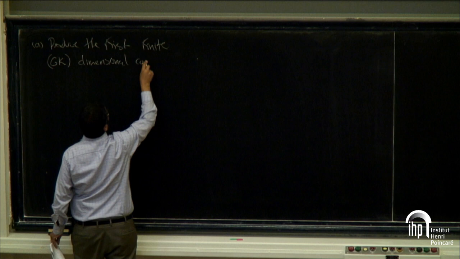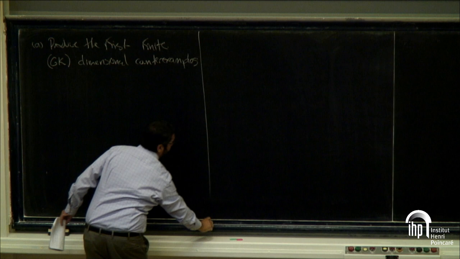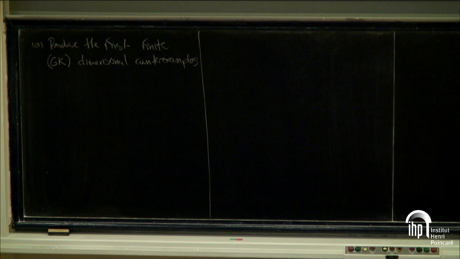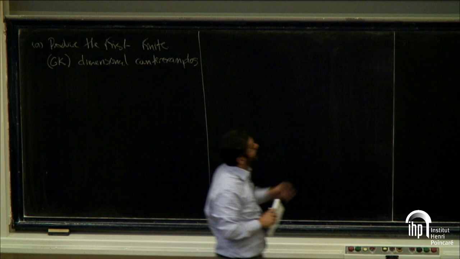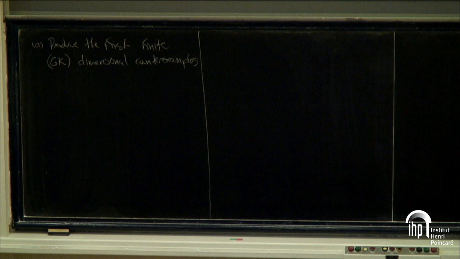Well, first of all, we produce the first finite dimensional counterexamples, where the dimension here is Gelfand-Kirillov dimension. Gelfand-Kirillov dimension is the non-commutative analog of Krull dimension. And unlike in the commutative case, it doesn't follow from finitely generated. It's not necessarily finite dimensional. In fact, the counterexamples that were produced by Irving and Lorentz, and all counterexamples until now, had infinite GK dimension.